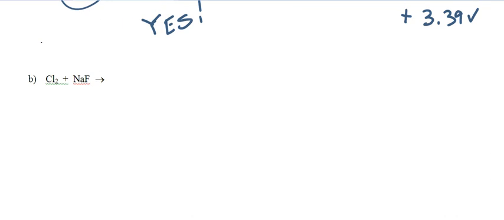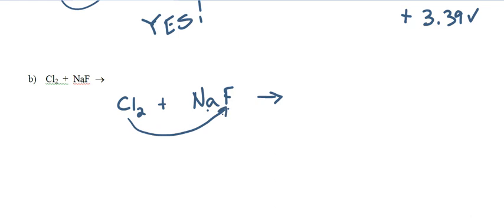All right, let's look at part B. We have chlorine that's reacting with sodium fluoride. So let's go ahead and write that out. Chlorine plus sodium fluoride. Now, ask yourself this. Who is the chlorine trying to replace? Is it trying to replace the sodium, or is it trying to replace the fluorine? Chlorine is a non-metal. Chlorine will not ever replace a metal. So chlorine is trying to replace the fluorine here.